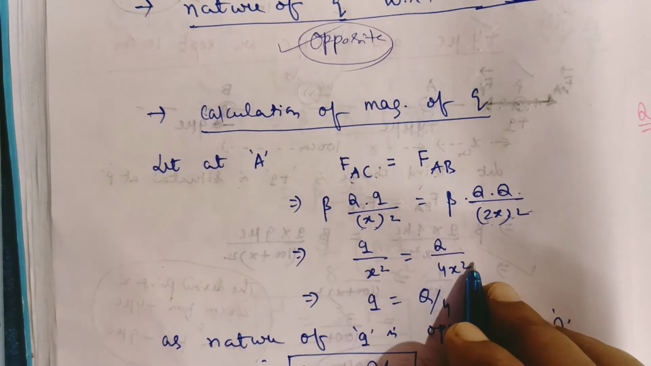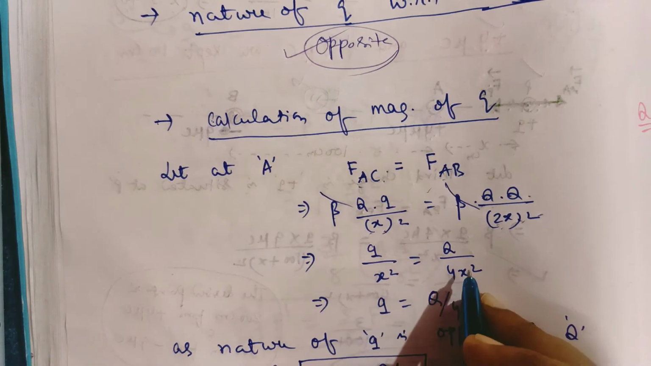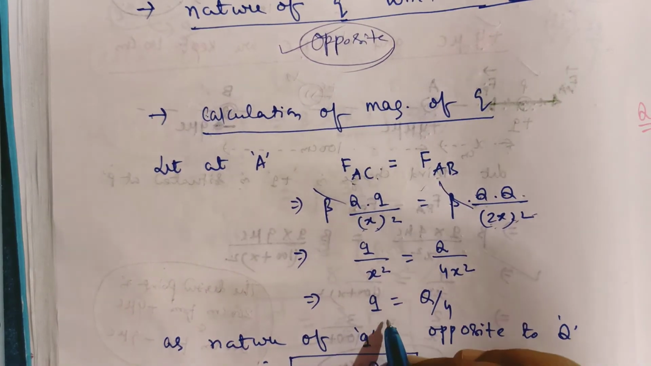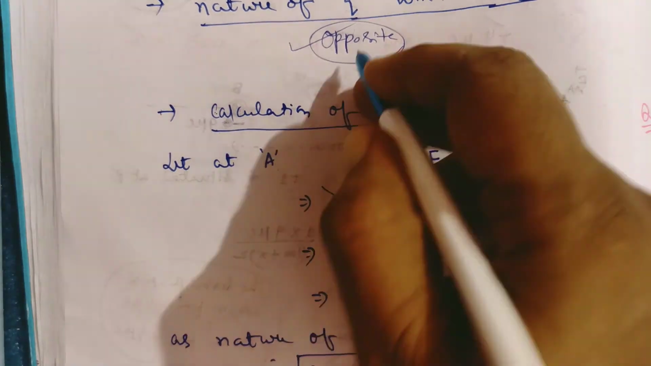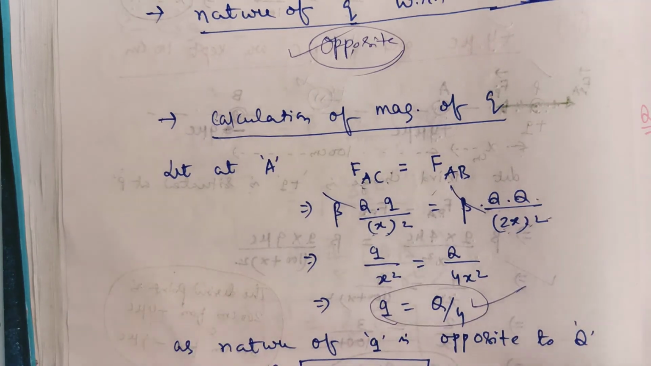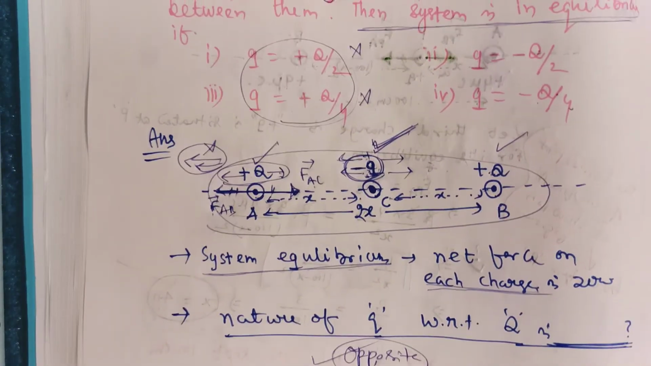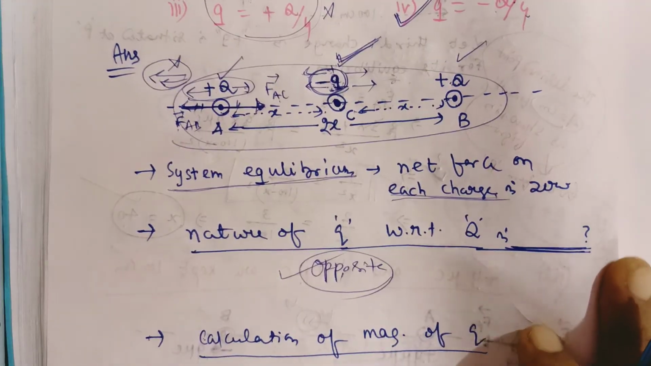Then we take the square root and cancel the common terms. Here also we can take the square root. So the magnitude is q equals Q by 4. As already discussed, it is opposite in nature, so the answer should be q equals minus Q by 4. So in this problem the correct answer is q equals minus Q by 4.